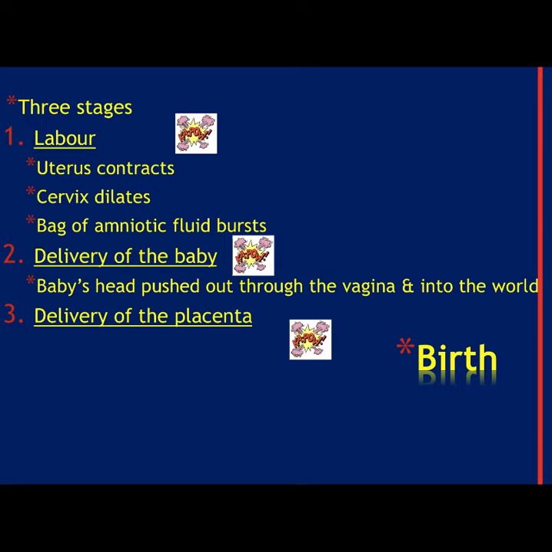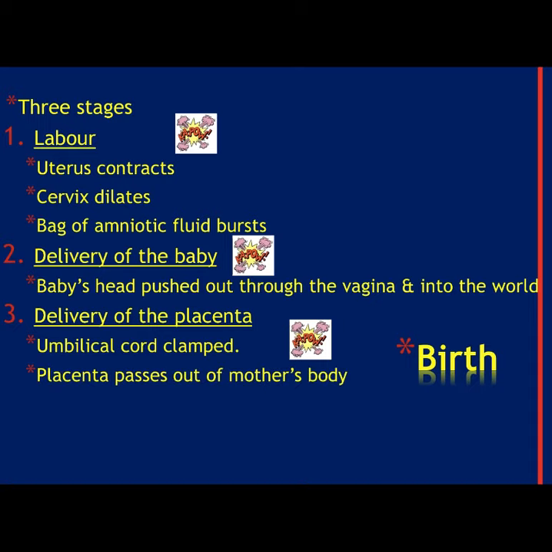Before the placenta can be delivered, the umbilical cord has to be clamped. And then the placenta passes out of the mother's body in the same way that the baby did. Nowadays, once the baby is born, they encourage you to feed your baby straight away. And the most natural method of feeding a baby is breastfeeding.